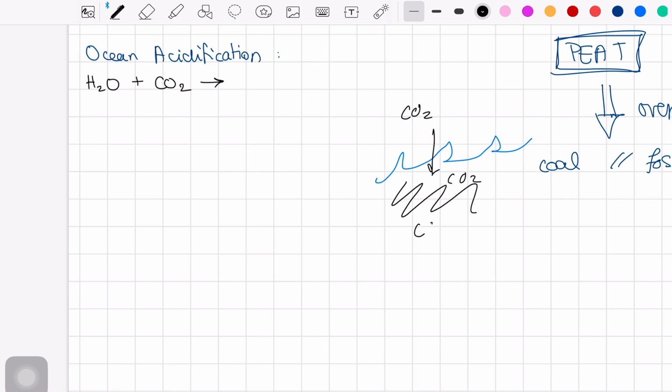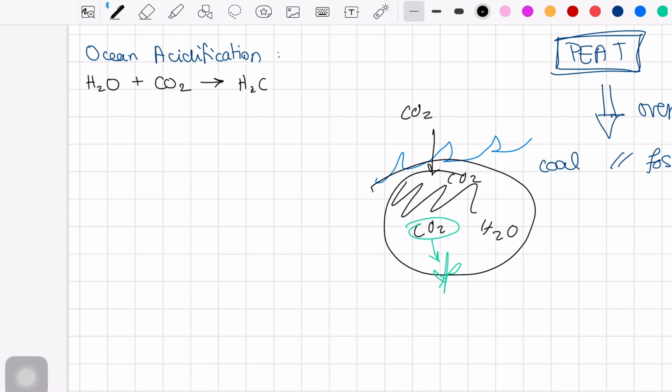So we have CO2, H2O. We have a combination of them in the water. Because the plants in the water, like algae and coral reefs, they also need to do photosynthesis. So they take the carbon dioxide that was dissolved by the water, and they're able to photosynthesize with it. So what's going to happen over here is the water and the carbon dioxide are going to bind to each other, to form a compound known as hydrogen carbonate. Yeah, I think that's what it's called.